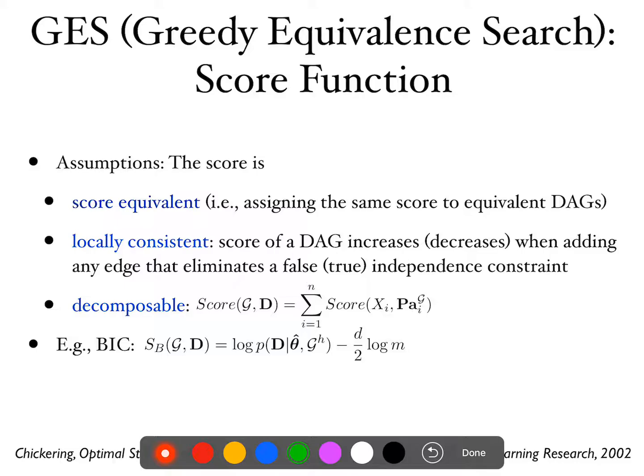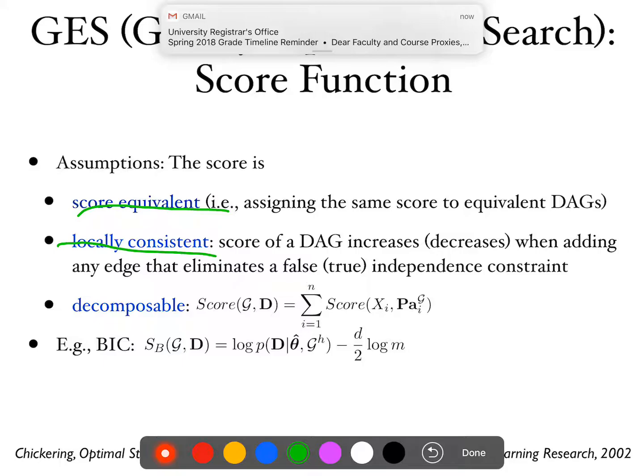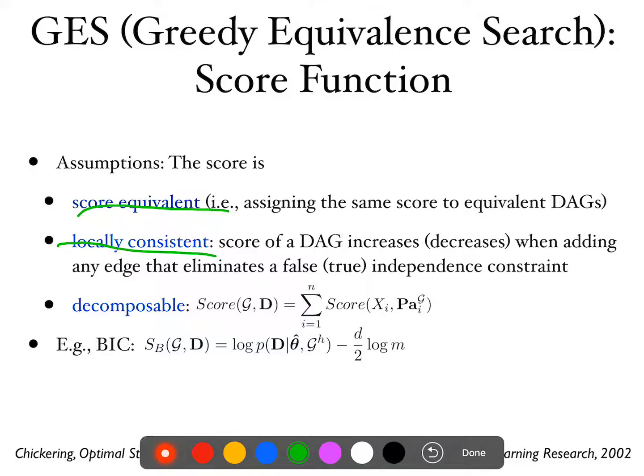Some assumptions. Score equivalent means that the value of the score will be the same for different DAGs in the same equivalence class. And then it's locally consistent. It means that if you add an edge or remove an edge to introduce a correct conditional independence or dependence relationship, then the score will be higher. That's good. Locally consistent, you can use the score to do something like greedy search. And then the score is decomposable. For BIC, basically it means the total score is the sum of the individual scores.